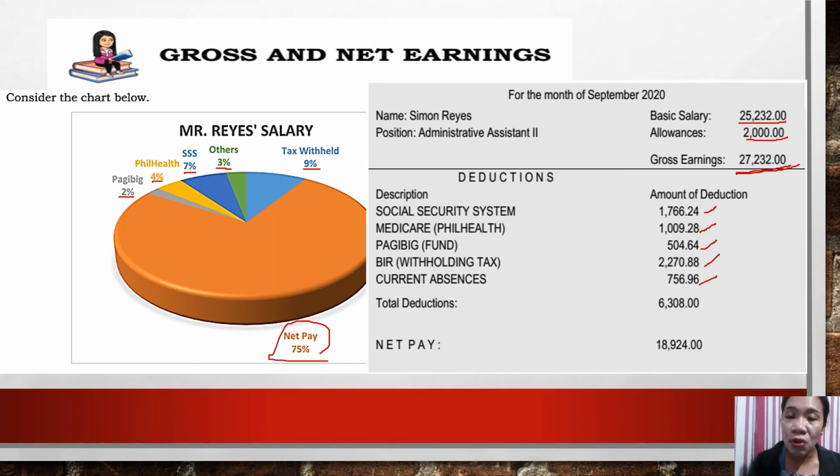So, total deductions of Mr. Simon Reyes is 6,308. Going back to the gross, 27,232 pesos minus this 6,308. The net pay of Simon is 18,924. Okay? That is how the payslip of Mr. Reyes is computed for the month of September.